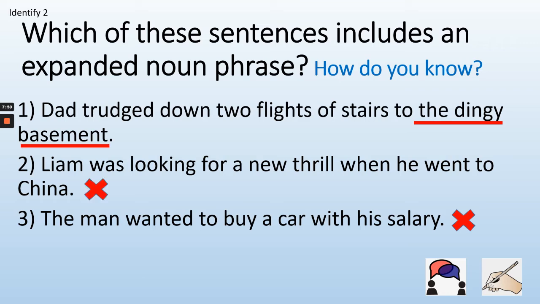So, number 1 was correct. We have the dingy basement. The is the determiner. Dingy is the adjective. Basement is the noun. Liam was looking for a new thrill when he went to China. No, there's no expanded noun phrase there. And the man wanted to buy a car with his salary. There's no expanded noun phrase there because I cannot see a determiner, adjective, noun pushed together like the dingy basement.